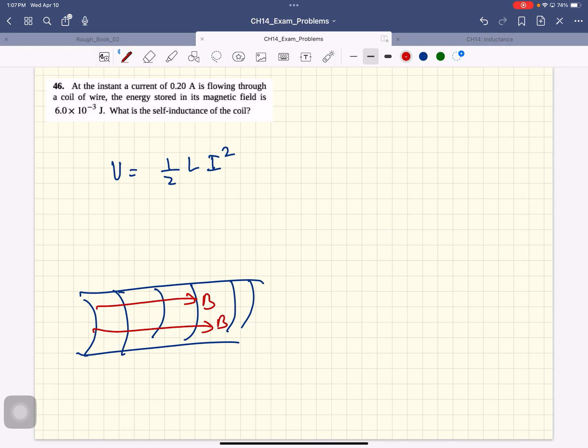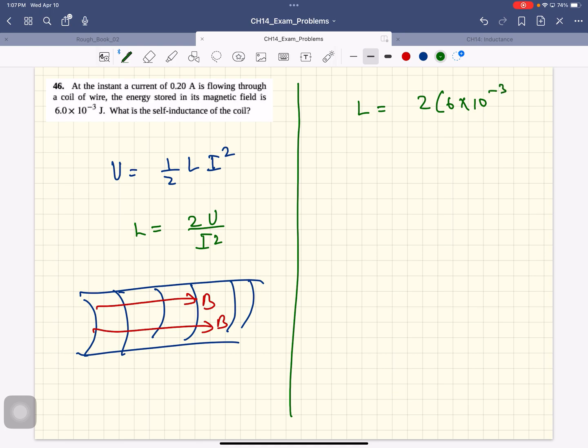So they ask you, what is the self-inductance? Self-inductance is 2U over I squared. So L, the inductance, is 2 times the energy stored, 6 times 10 to the minus 3 joules, and I is 0.2 amps.